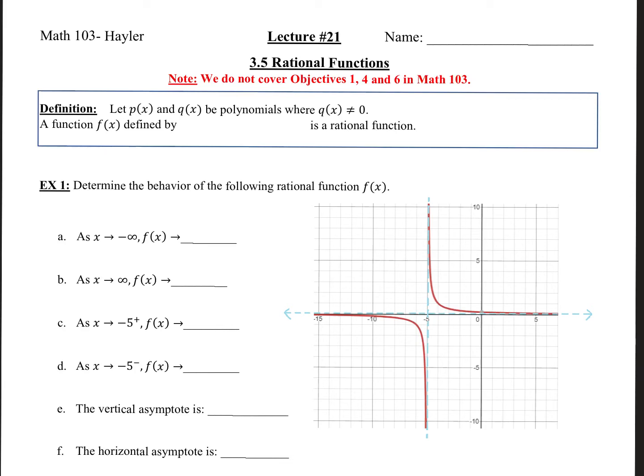Welcome to the lecture video for 3.5 Rational Functions. One thing to note, we do not cover objectives 1, 4, and 6 in Math 103. Those would be subjects for Math 135 if you go on to that.